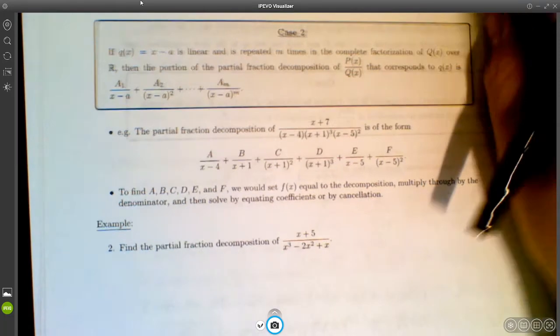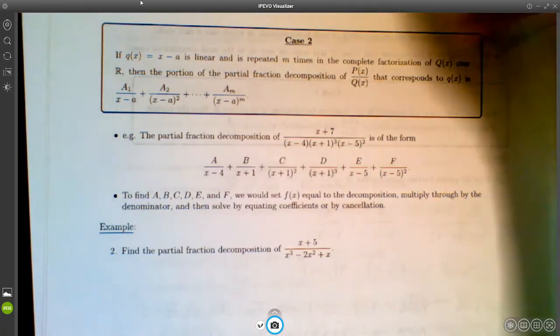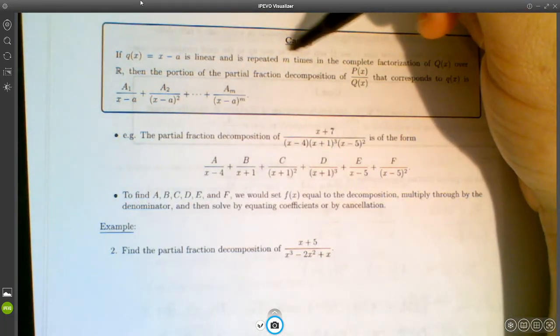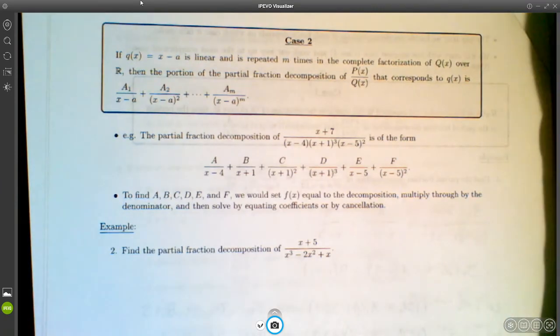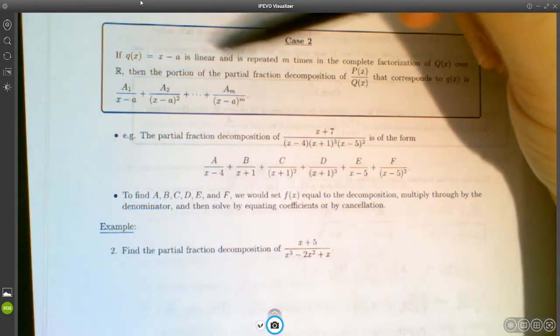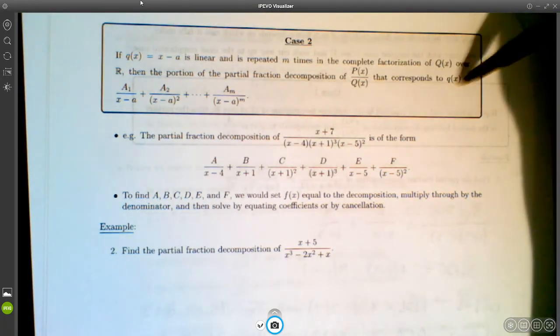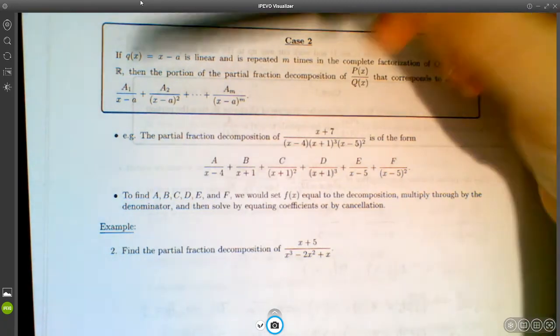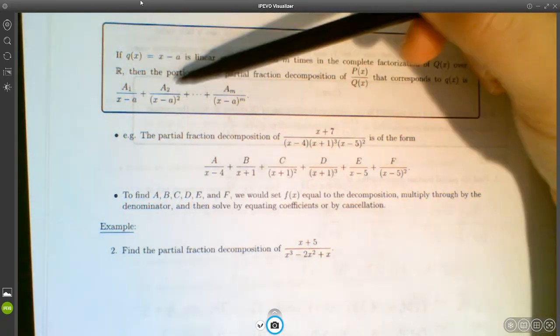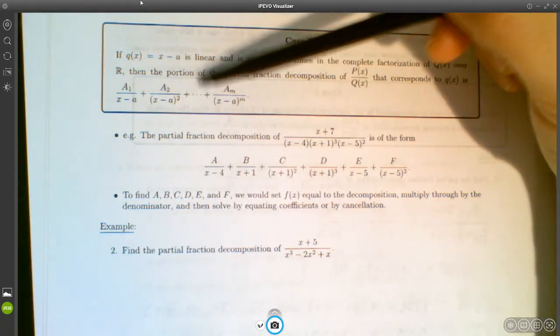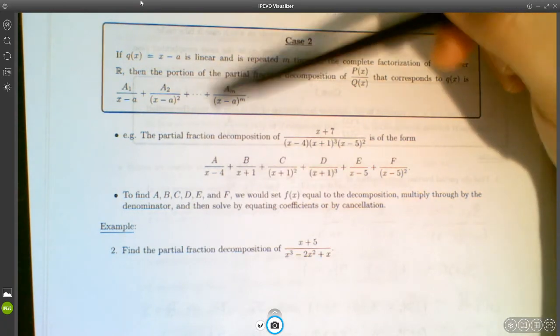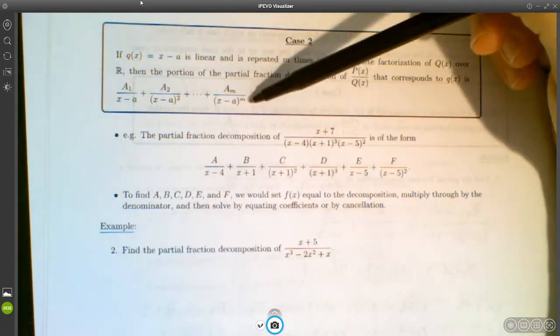Anyway, case 2 is when you have a linear factor that's repeated. Let's say that it's repeated m times. Okay. In that case, the portion of the partial fraction decomposition that corresponds to that factor is going to be a1 over x minus a plus a2 over x minus a squared, and so forth. You would do this for as many times as the factor is repeated.